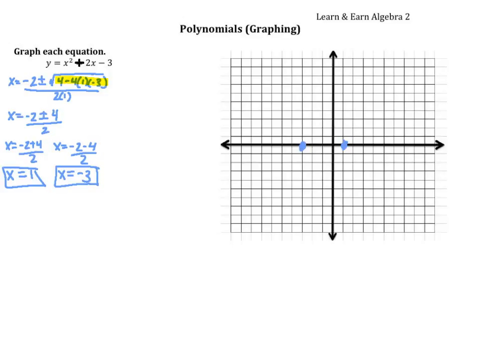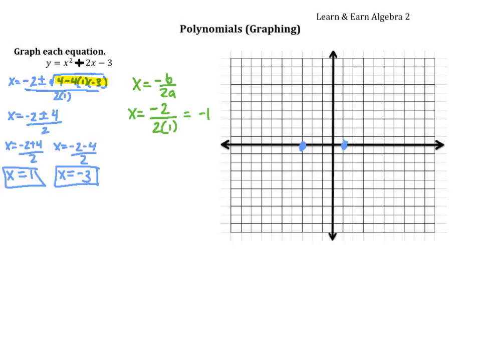The next thing we need to do is find the vertex. So to find the vertex, I'm going to find my x value, and that's done with the equation x equals negative b over 2a. So it's going to be x equals negative b, and b is going to be 2, over 2a, and my a is going to be 1. So my x value is going to simplify to negative 1.